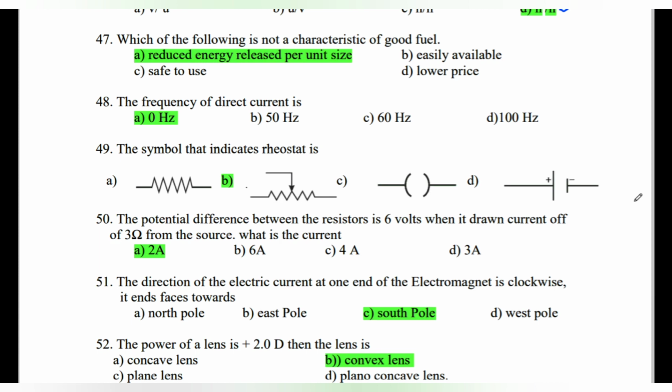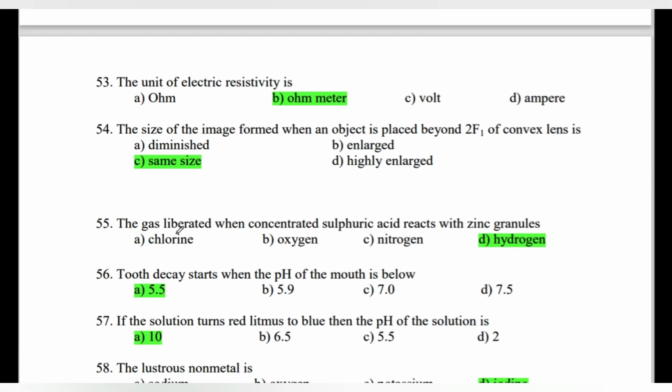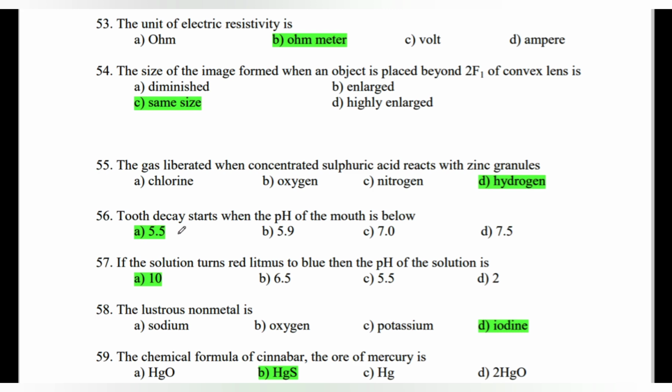The direction of the electric current at one end of the electromagnet is clockwise. It faces towards south pole. The power of a lens is plus 2 diopters, then the lens is, plus sign indicates it is convex lens. Therefore the correct answer is option B, convex lens. Question number 53. The unit of electric resistivity is ohm meter. Therefore the correct answer is option B, ohm meter.